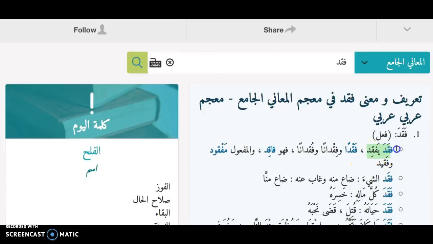So you have فقد يفقد. Based on this, you can put it in one of the doors. And the things in the middle, don't worry about them here. But here, you know it's from faqada: faqid is the action doer, والمفعول, meaning the done upon, مفقود. And then you have an attribute here, faqid. Right? Isn't that great?